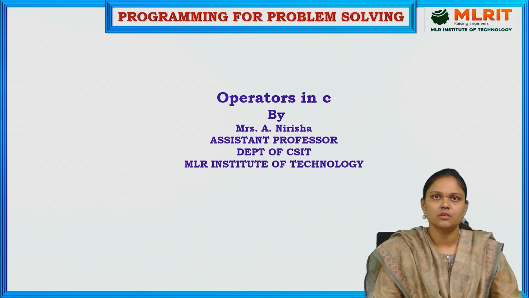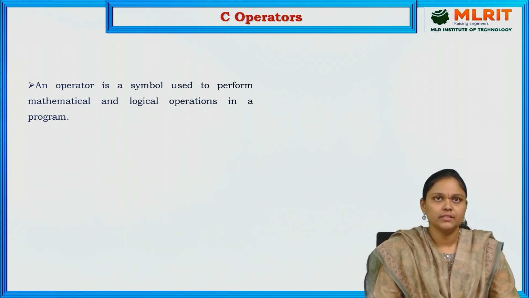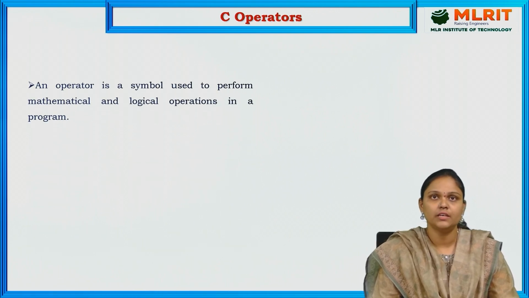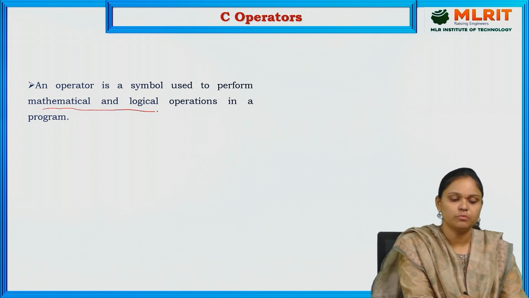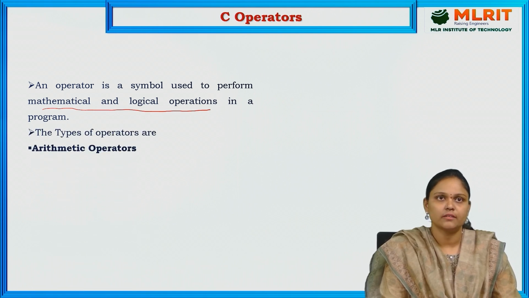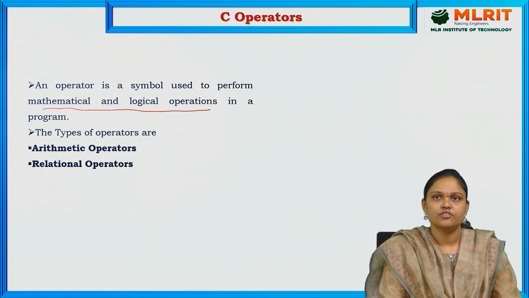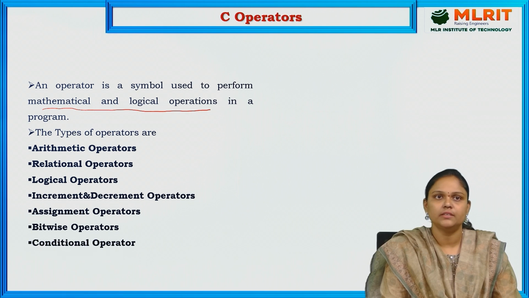Today we are going to discuss operators in C language. An operator is a symbol used to perform mathematical and logical operations in the program. So for some kind of mathematical and logical operations we need to perform, we are using these operators. An operator is nothing but a symbol, and it performs some action based on its symbol. The types of operators are arithmetic operator, relational operator, logical operator, increment and decrement operator, assignment operator, bitwise operator, and conditional operator.